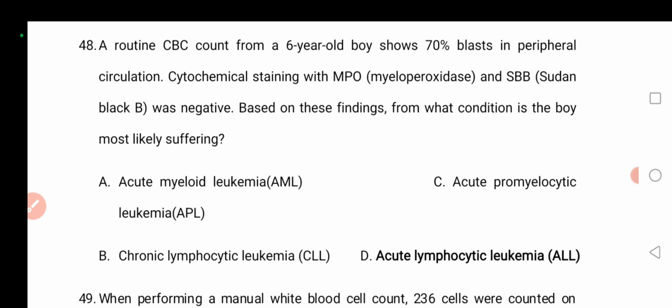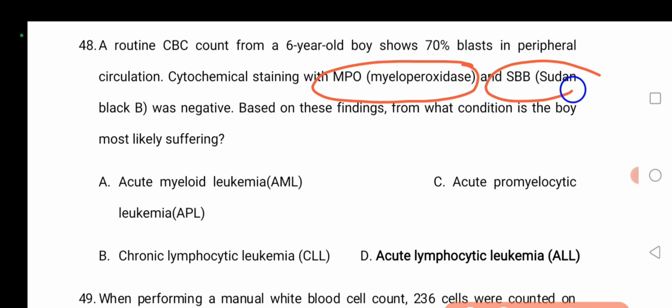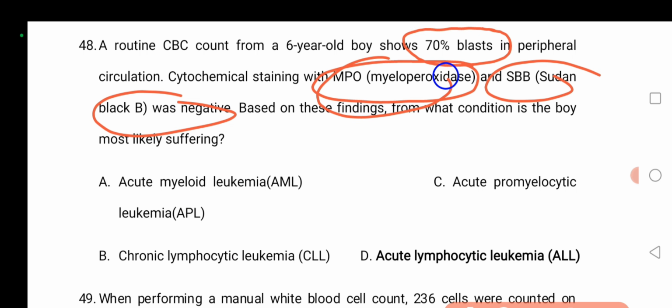So here we see what? Myeloperoxidase and Sudan black B was what? Negative. In this case, myeloperoxidase is not found, Sudan black B is negative, means it's not myeloid. And also it indicates what? 70% plus. 70% plus means what? Acute, it's not chronic. It's acute, and that's what this kind of finding indicates.